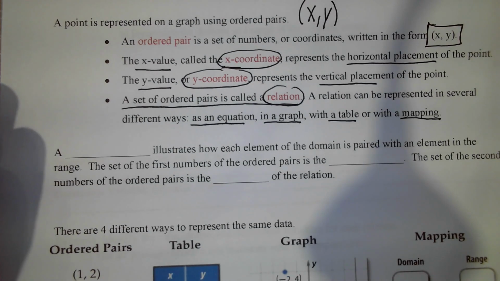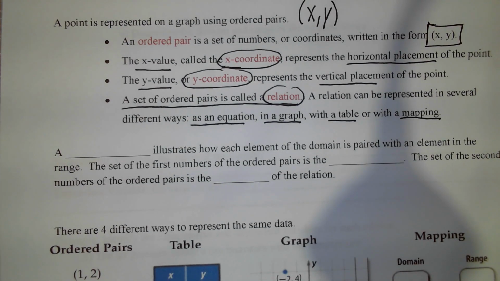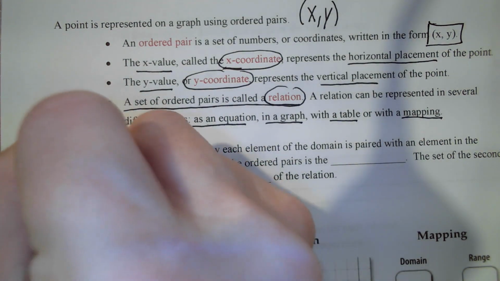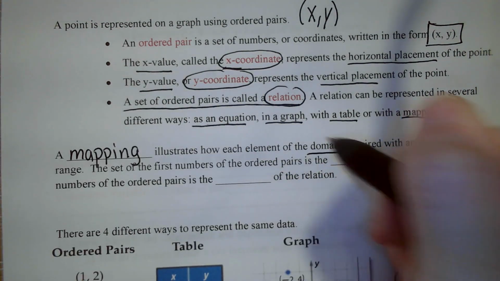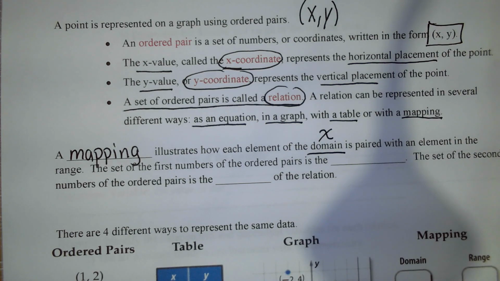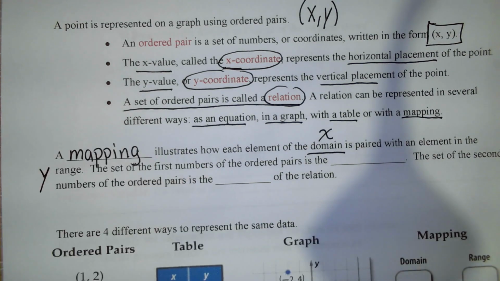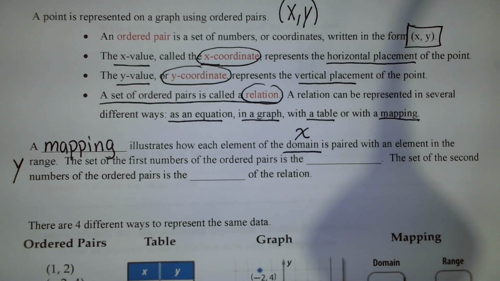Now, a blank illustrates how each element is paired with an element in the range. So a mapping is what represents that. And a mapping shows me each point of the domain, which is the x values, and how they are paired with a point in the range, the y values.